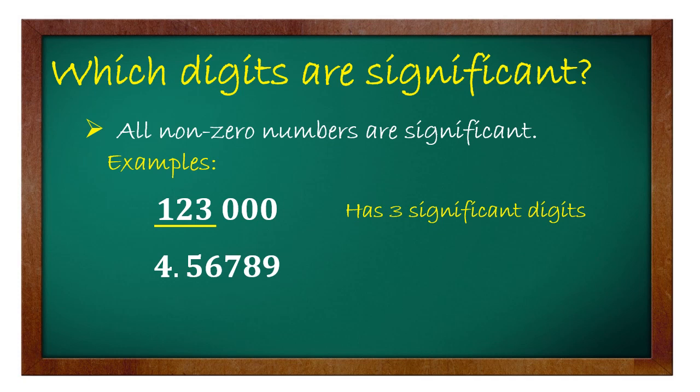Another, 4.56789. So, ang digits natin are 4, 5, 6, 7, 8, and 9. So, lahat sila ay non-zero digits o lahat sila hindi zero. So, ibig sabihin, considered silang lahat as significant. So, ibig sabihin, meron tayong 6 significant digits.